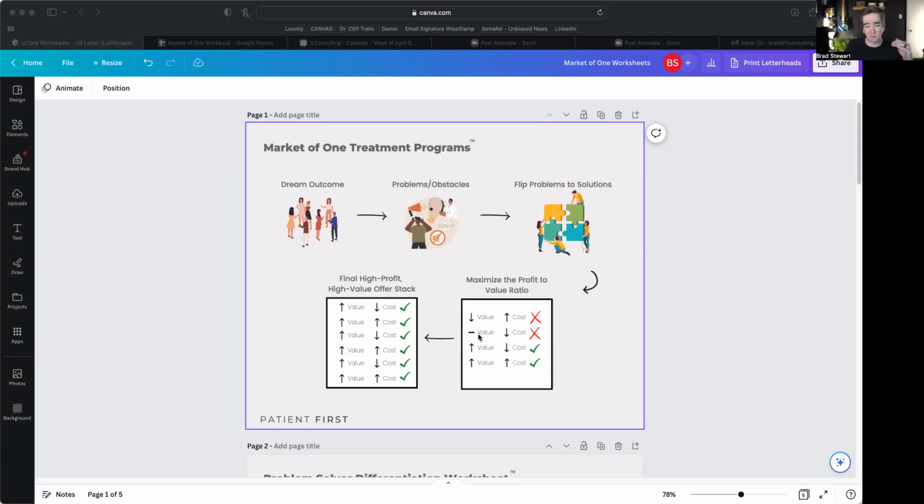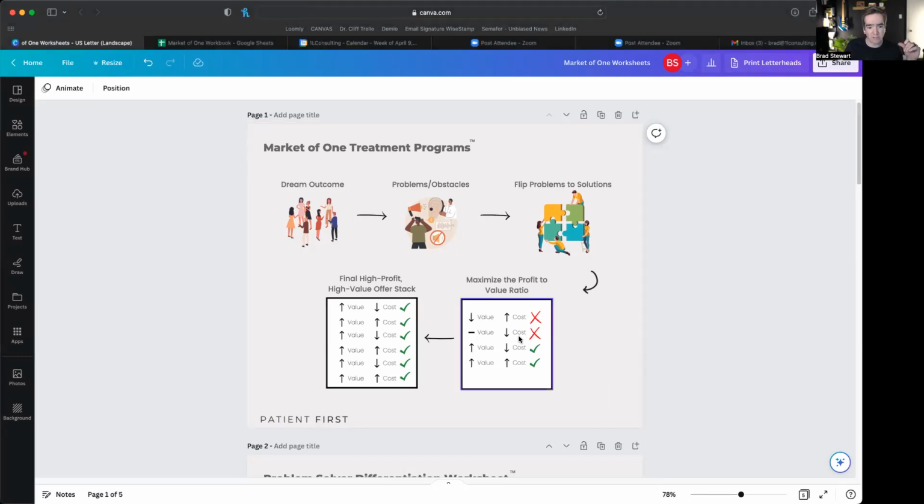If we have something that's moderate value to the patient and low cost to us, possibly that's not necessarily valuable enough. We want only high value for the patient. If it's high value and low cost to us, that's amazing because we can scale that. If it's high value and high cost, as long as it makes sense, we can also include that in our final offer.